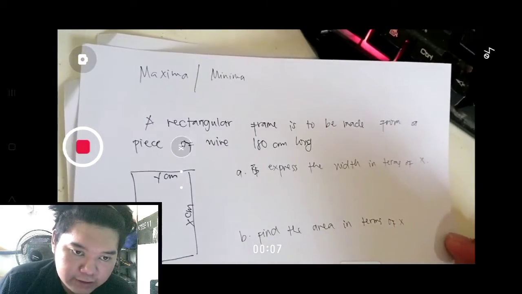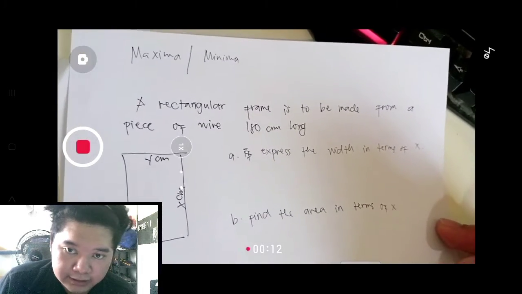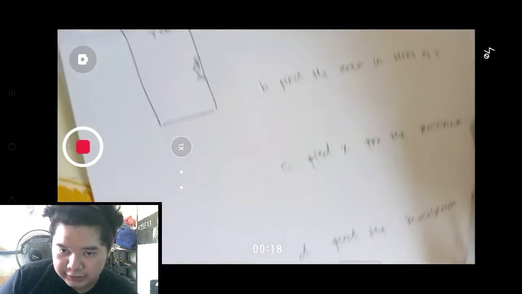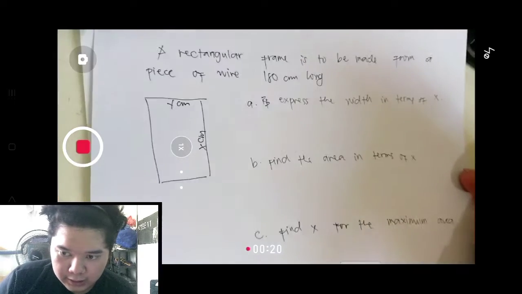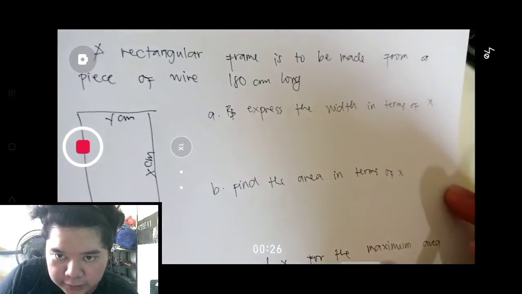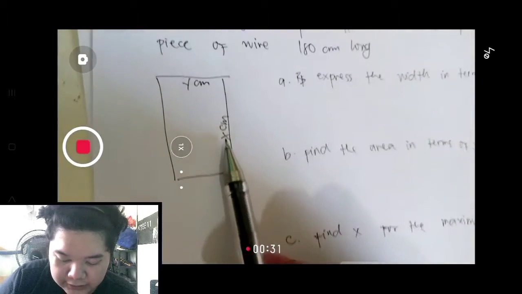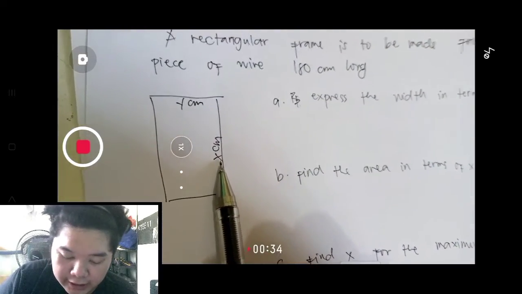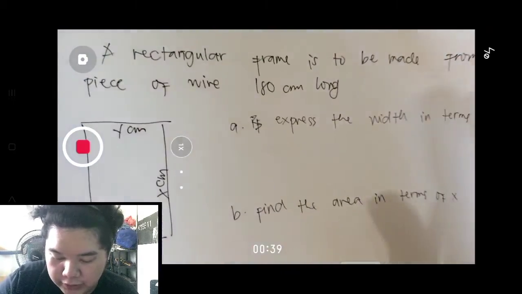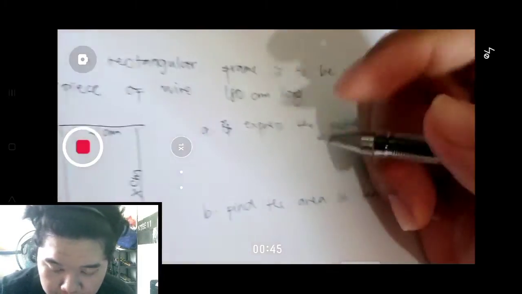So we have our last problem here. It's all about maxima, minima. And here's the problem. The rectangular frame is to be made from a piece of wire 180 centimeters long. So we have 4 areas na sasagutan. And the first one is express the width in terms of x. So since the length is already expressed in x centimeters, we should express the width in terms of x also.